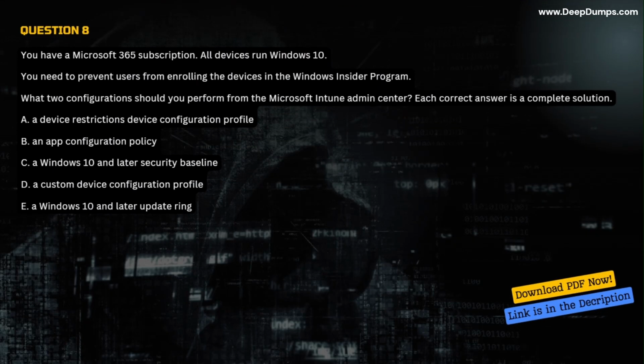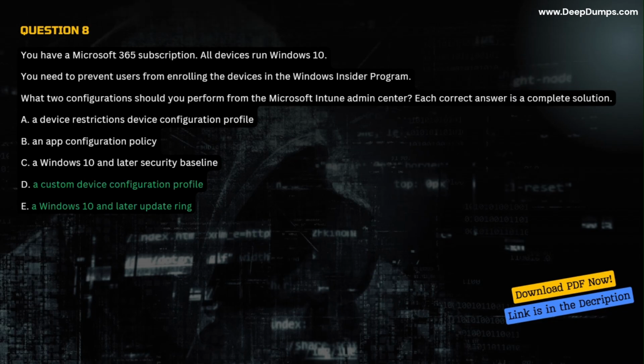Question 8. You have a Microsoft 365 subscription. All devices run Windows 10. You need to prevent users from enrolling the devices in the Windows Insider program. What two configurations should you perform from the Microsoft Intune Admin Center? Each correct answer is a complete solution. A. A device restrictions device configuration profile. B. An app configuration policy. C. A Windows 10 and later security baseline. D. A custom device configuration profile. E. A Windows 10 and later update ring.